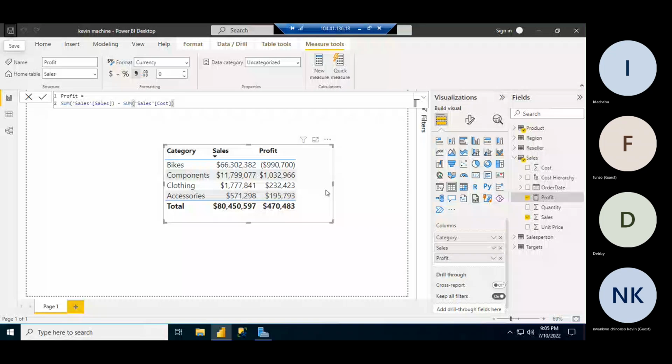20% profit. Wow, that's huge. Compared to bikes, look at bikes. How can you make 66 million and then you are making a profit that is less than 1 million? That's a ridiculous profit. That's about 0.7%. That's a terrible profit. I don't know, but maybe when we get to the bridge, we will surely cross it.